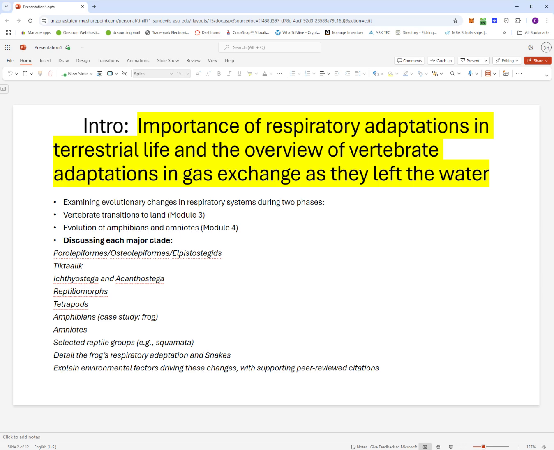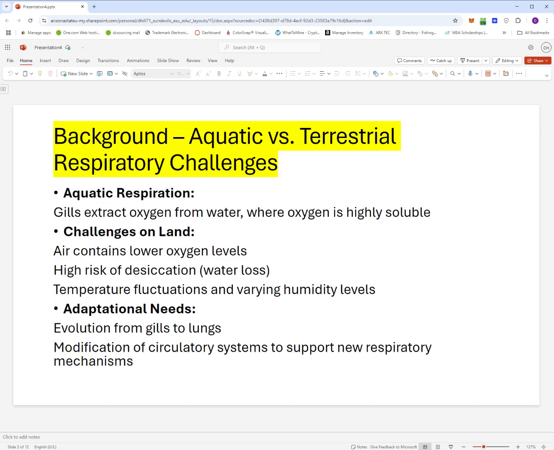Today's presentation will cover the evolution of respiratory systems as vertebrates moved from water to land, a transition that required profound physiological and anatomical changes. Our objectives are fourfold. First, I'll review major changes in gas exchange systems during this transition. Second, I'll discuss the evolution of respiratory adaptations across several key clades. Then, the evolution of fully terrestrial tetrapods, amphibians, and amniotes. And finally, I'll touch on specific reptile groups. Lastly, I will talk about two animals I picked out.